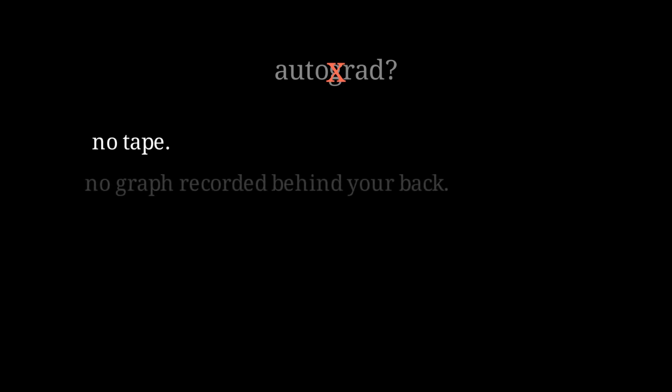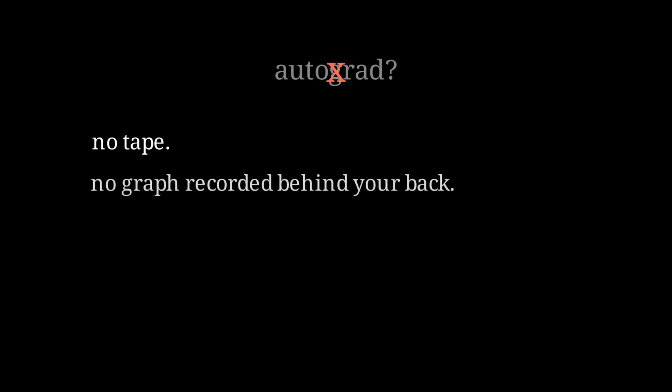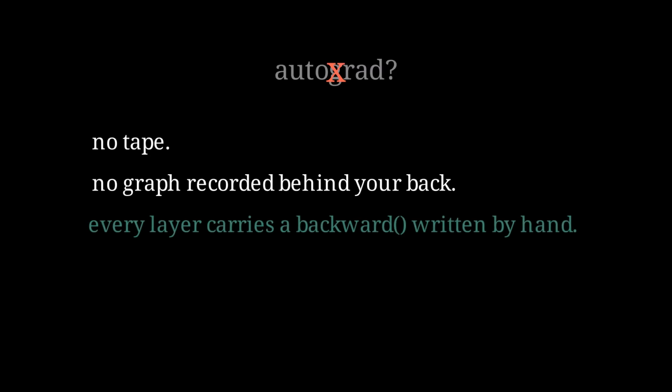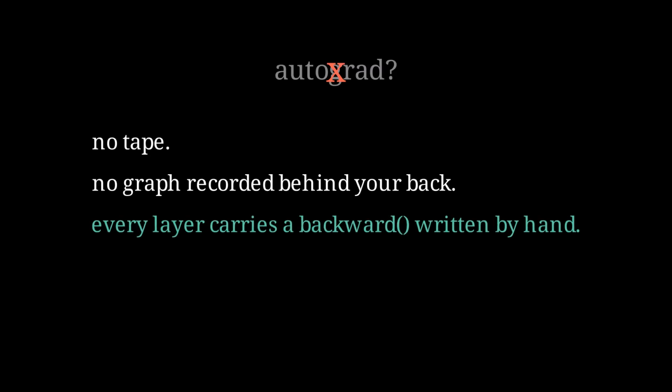But isn't this just AutoGrad? Doesn't the framework build a graph and differentiate it for you? That is exactly the belief we are here to take apart. There is no tape. There is no graph being recorded behind your back. In this library, every layer carries a handwritten method called backward. And that method is the derivative, written out by a person who understood the layer. AutoGrad would automate what we are about to do by hand. To trust it, you first have to see that the by hand version is not magic at all.